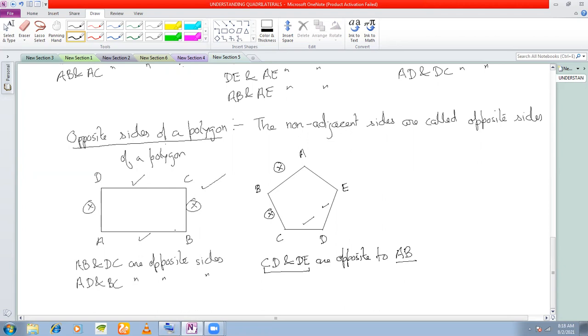Normally in case of a quadrilateral, we consider opposite sides. Otherwise, for figures that have more than 4 sides, it becomes more complicated. Even in a pentagon, you're getting 2 sides opposite to one side. Similarly, for a hexagon, it is quite possible that you will get 3 or 4 sides opposite to one side. So when we talk about opposite sides, we normally talk about quadrilaterals, polygons with 4 sides.